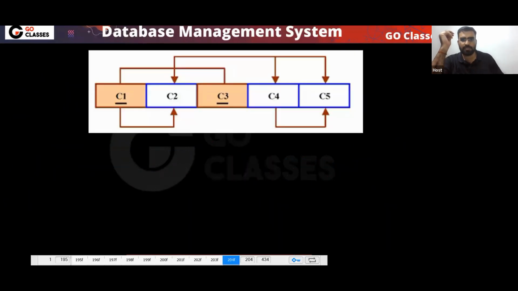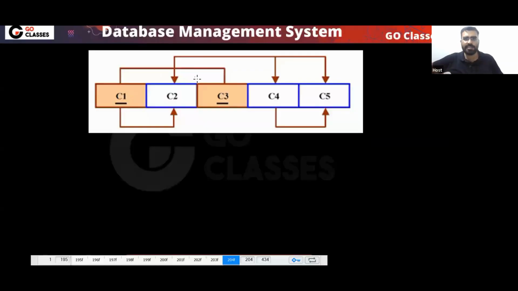Okay, let's move on now. Let's see this question. Now tell me, are you slowly getting what 2NF is? Don't worry, if you are still in confusion, just wait. Every doubt will clear. Let's see this.